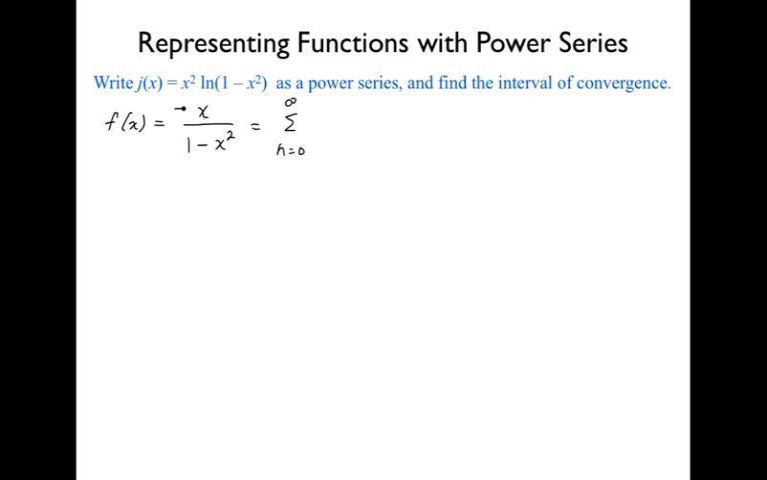So -2x. Okay, so then -2x. No, it's the derivative of just this part of it. It's the derivative of natural log, the derivative of that. So we're just thinking about what power series we know that we can write down that we can bridge our way back to this. That's the idea. So -2x times what? x squared to the n.